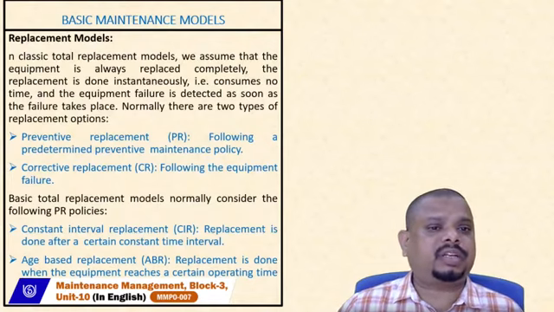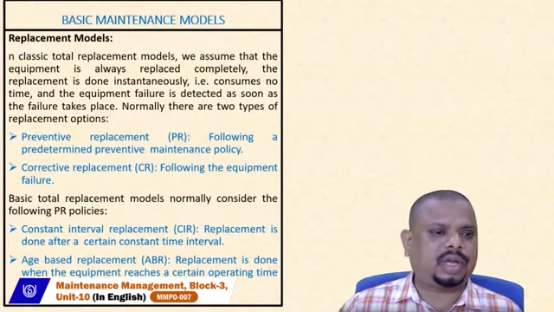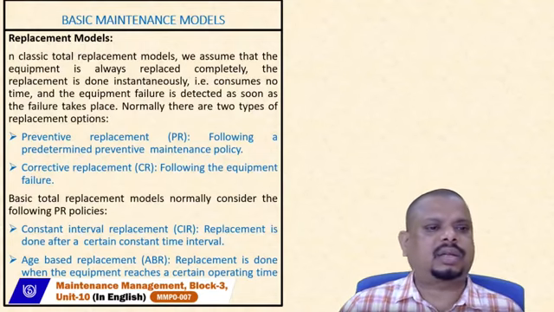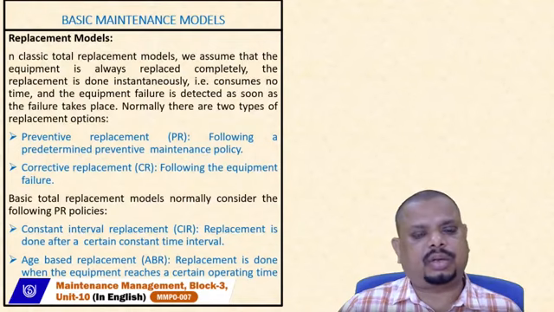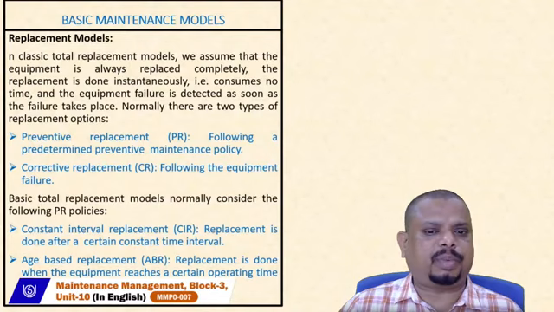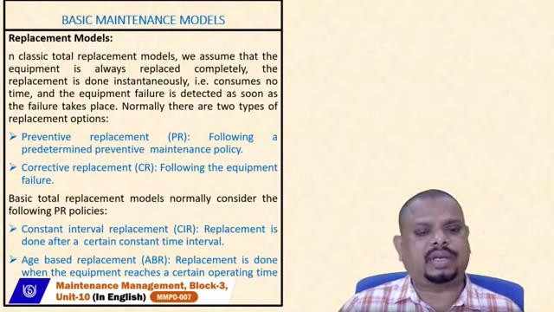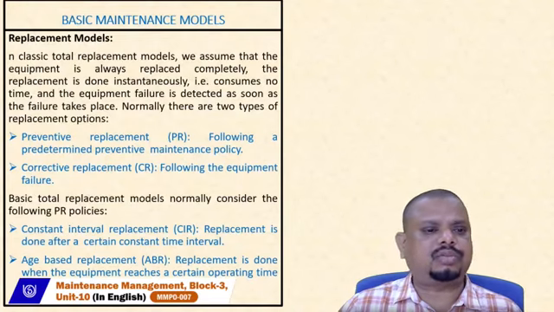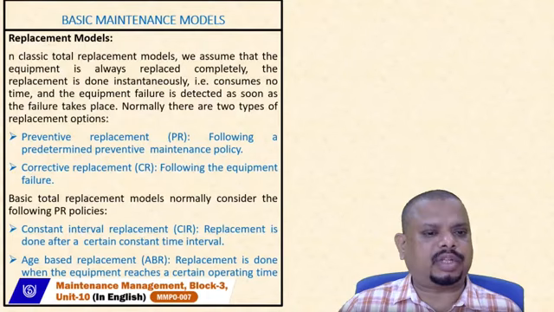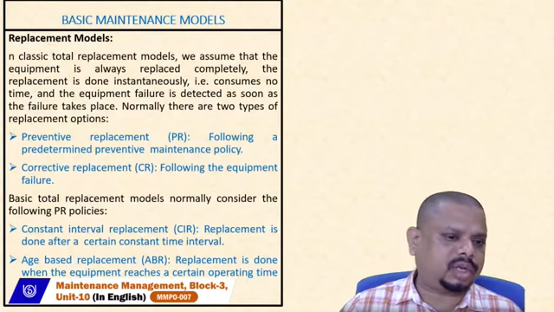Moving to the next one: basic maintenance models. The first model we have is known as replacement models. In the classic total replacement model, we basically assume that the equipment is always replaced completely. The replacement is done continuously or instantaneously, that is, it consumes no time. The equipment failure is detected as soon as failure takes place. So before any kind of failure takes place, you must go for replacement. That is the condition of replacement models.